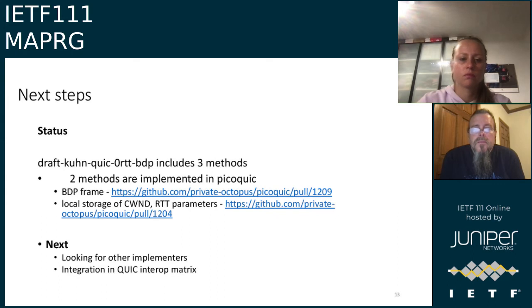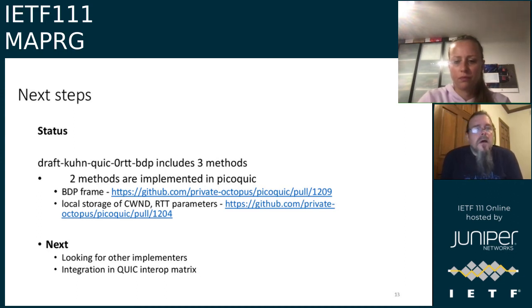Basically, the drafts propose three methods. Two methods are implemented in Picoquic now and available for any cross-testing. We are looking for implementers, and we would be very happy for anyone who wants to run more tests and experiment with our implementation. We would be very happy to discuss that.